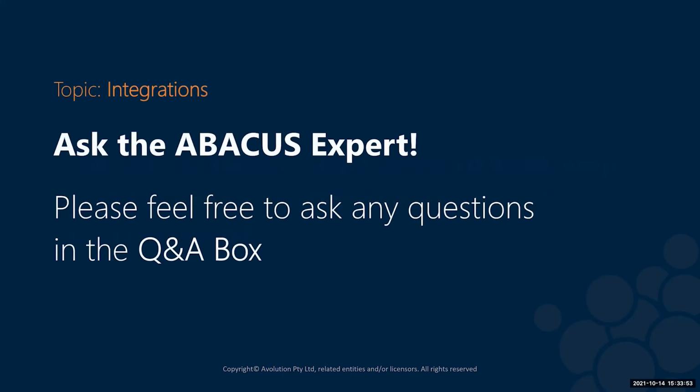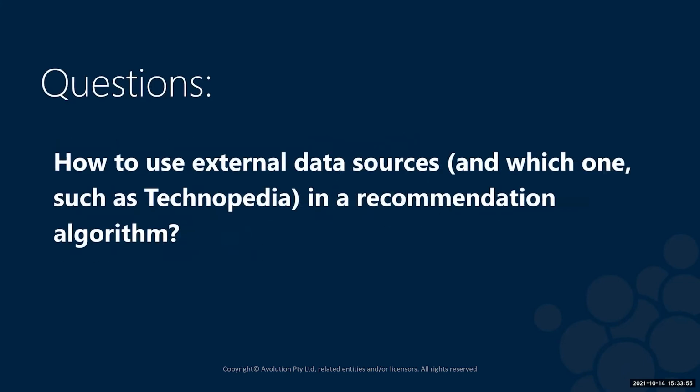Excellent, thank you. All right, so I know we had one more pre-submitted. How do we use external data sources and which ones, such as Technopedia, in a recommendation algorithm? Yeah, good question. So recommendation algorithms are widely used within enterprise architecture for assessments such as assessments of application portfolios or technology portfolios. And if we consider an application portfolio assessment where we're trying to get the overall recommendation, we have a few different methods.